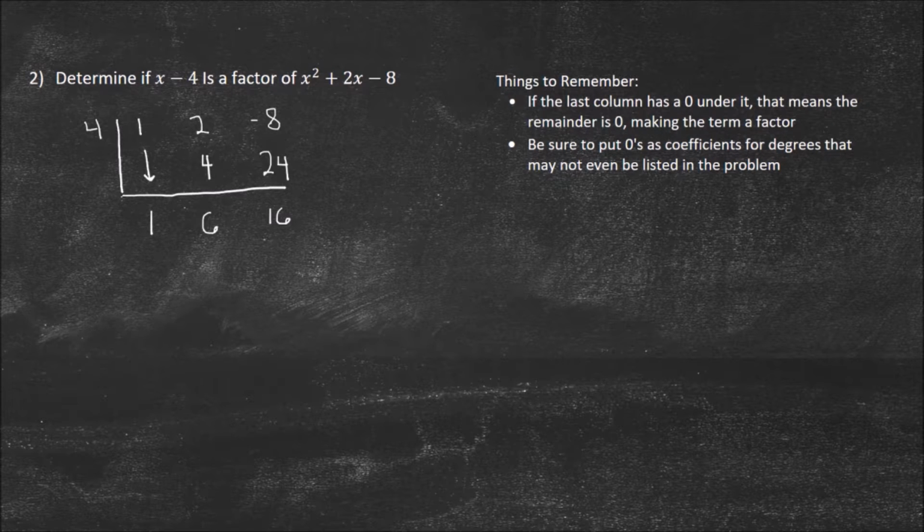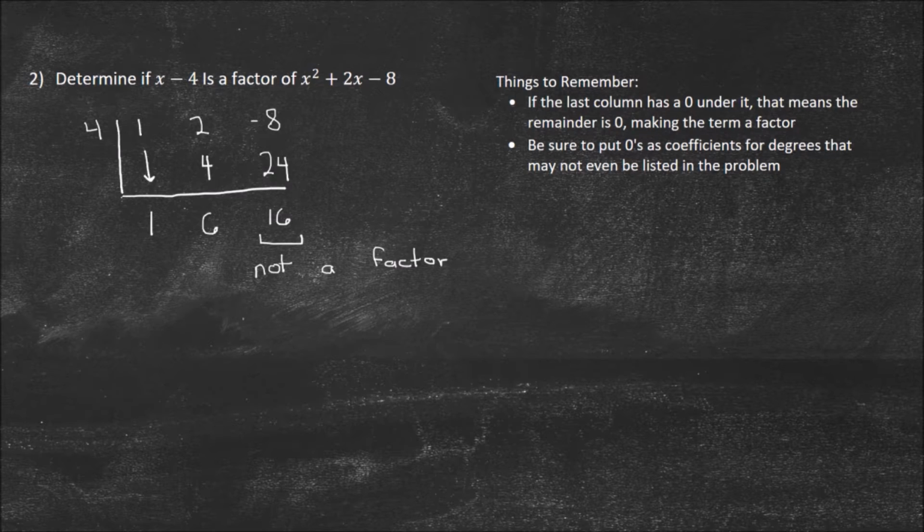So I noticed that the last column, the part underneath the division symbol, is not a 0. That means that this is not a factor. So we've already answered the problem. It is not a factor because the remainder is not 0. So that was pretty quick. Synthetic division was able to do that really fast, and we answered our question. So now let's go on to the next one.